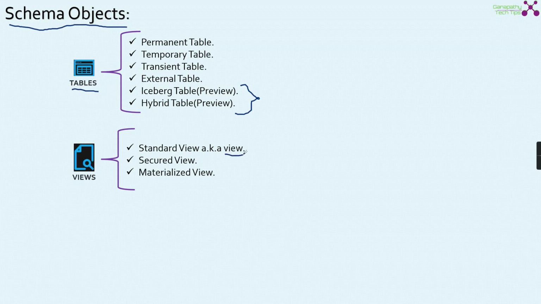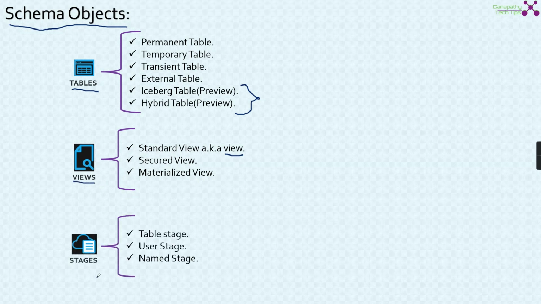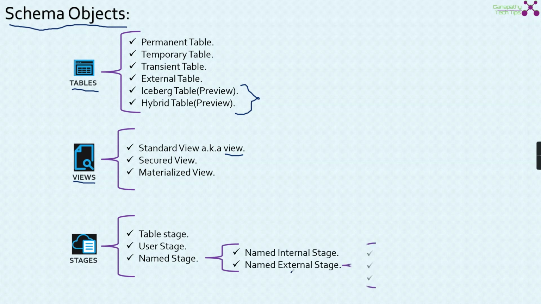When we represent a view, it is a standard view only. There is something called a secured view, and there is something called a materialized view. Again, we are going to discuss the views in more detail in the same video. Coming to the stages part, there are 3 different stages within Snowflake: table stage, user stage, named stage. Named stage is further categorized into named internal stage and named external stage.